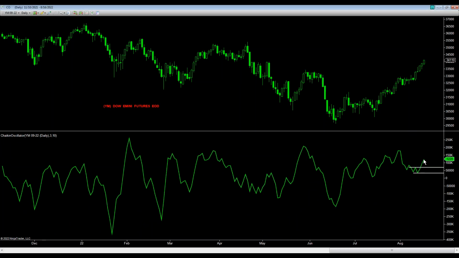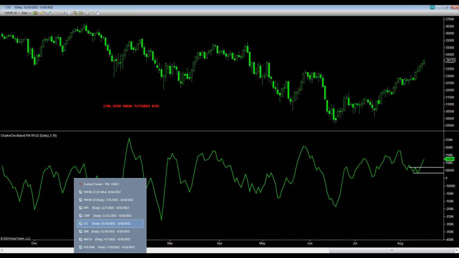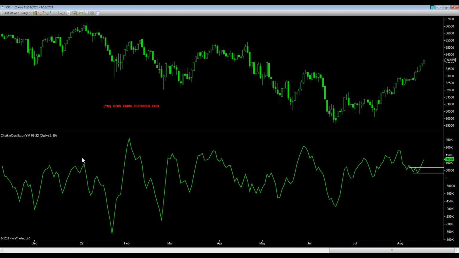indicator, CO, couple upticks here. So that's a positive for the long. The Chaikin oscillator is obviously an accumulation distribution computation that is associated with the MACD indicator. So you're not going to get the same signal out of this. So we have to begin with the MFI, the CMF, and the CO.